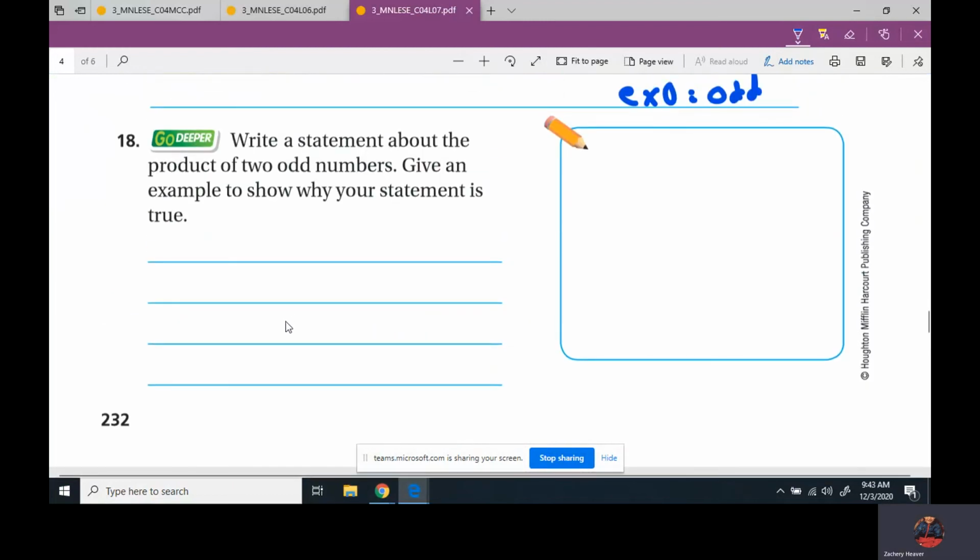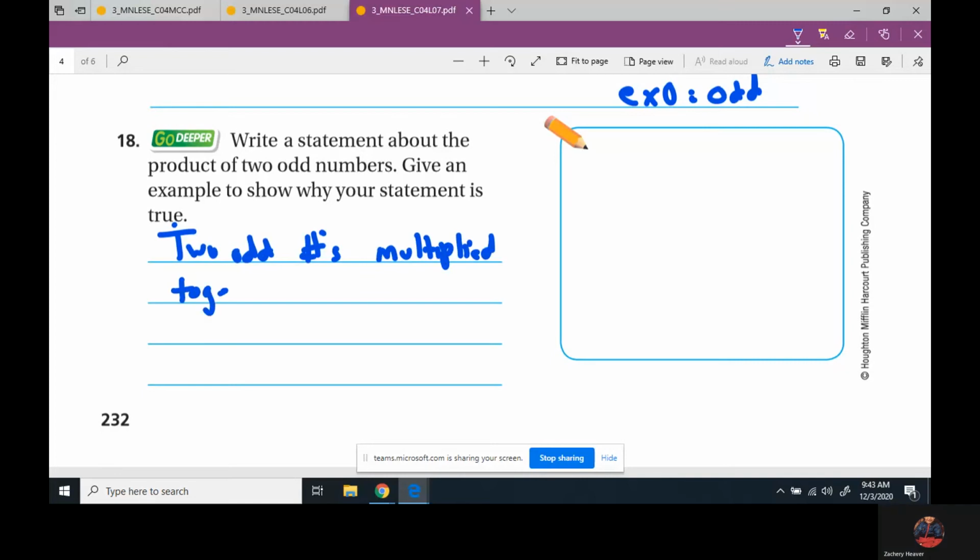It says write a statement about the products of two odd numbers. Let's make two odd numbers. Two odd numbers multiplied together make another odd. Two odd numbers multiplied together make another odd.